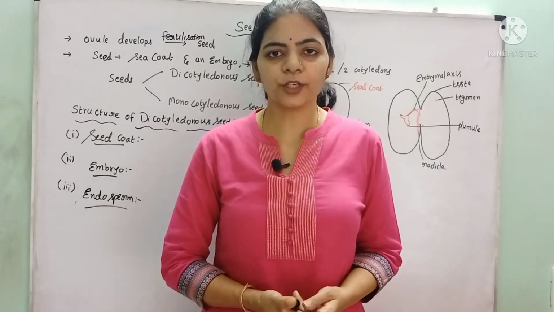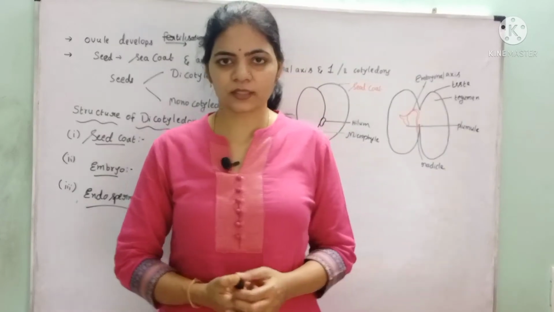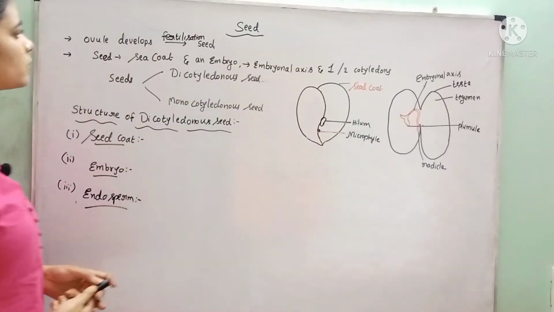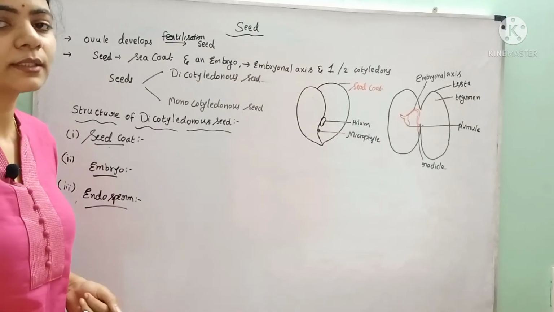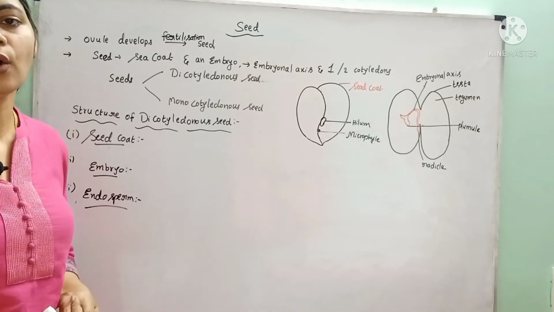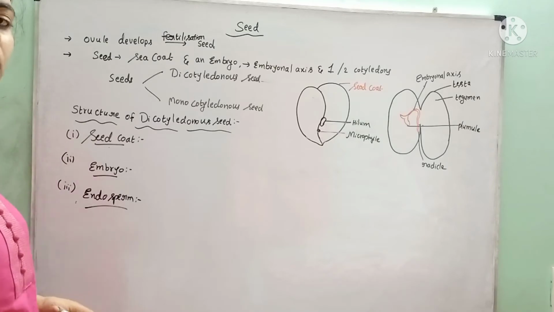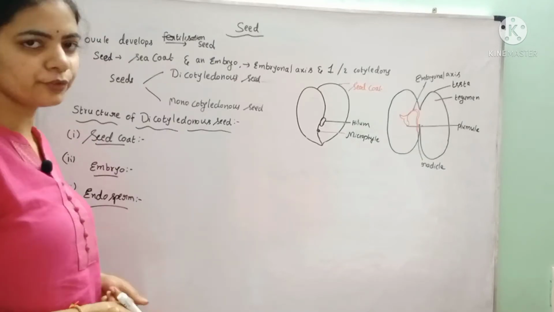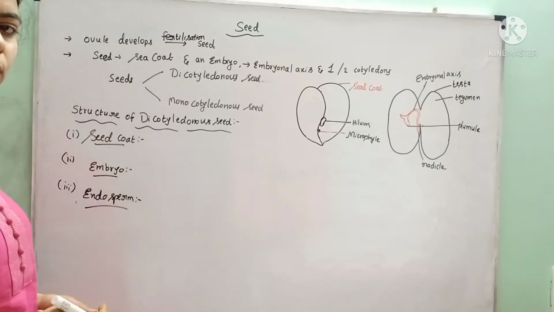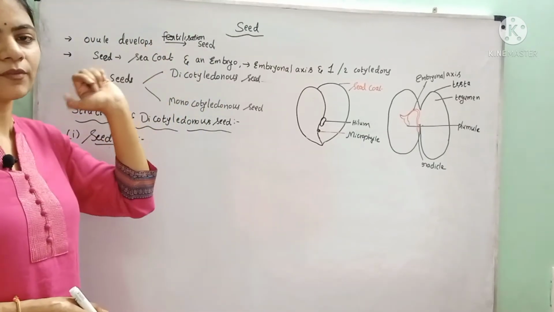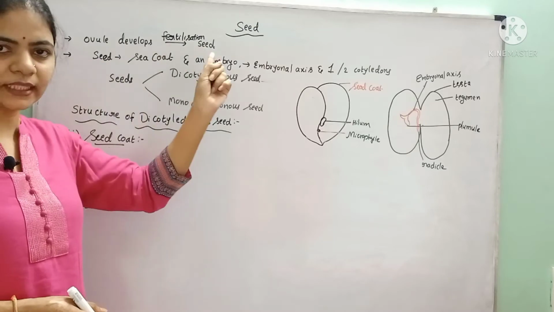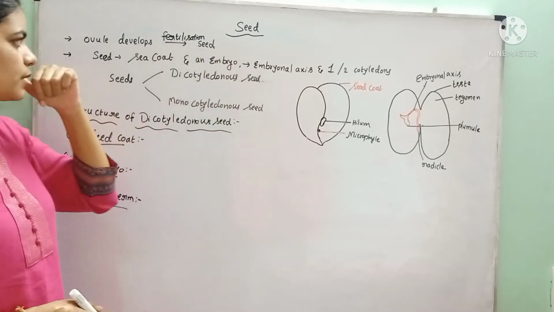In this video, we are going to study the structure of the seed. The seed, how it develops. The seed develops from the ovules. The ovary consists of one or a few ovules, right? These ovules, after fertilization, develop into the seeds. So after fertilization, the ovules are the developing structures of the seeds.